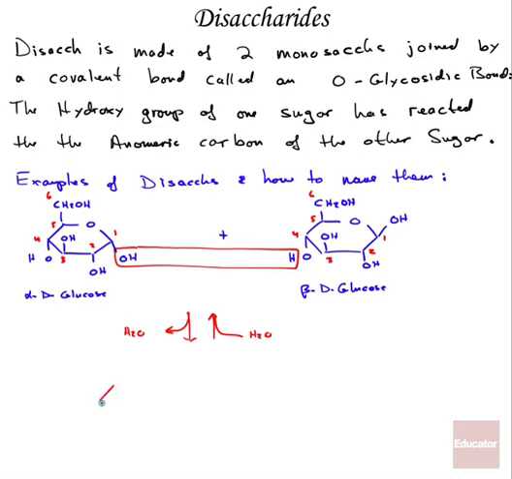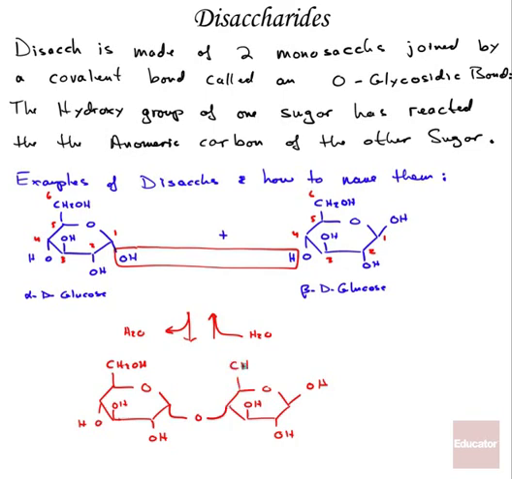I'll do this one in red. I'll go like this and up like that. This is the beta, and now I'll fill in the rest. This is up, this is down, this is CH2OH. This is down, this is up, this is involved in the bond, and this is CH2OH. This particular sugar is called maltose. Maltose is the common name.